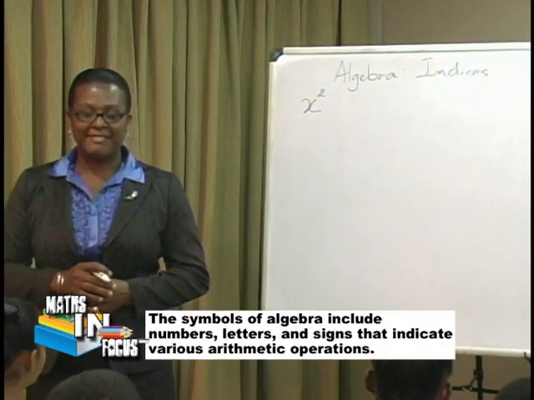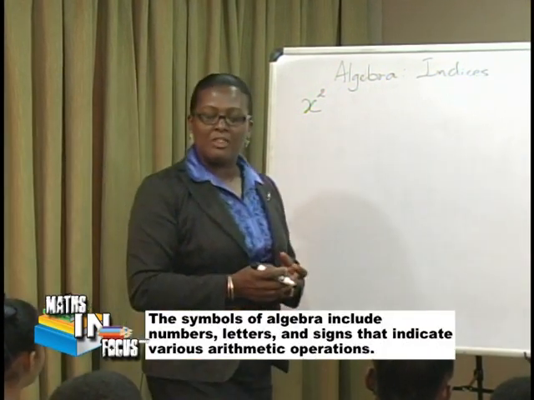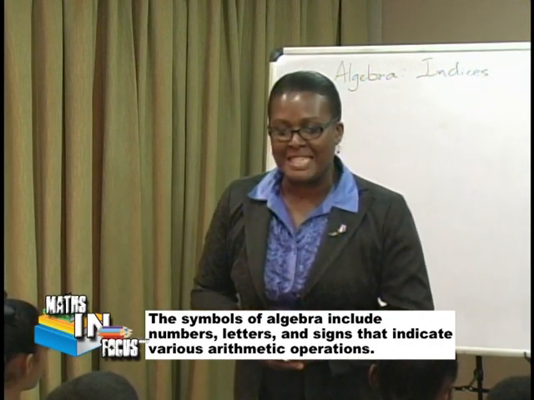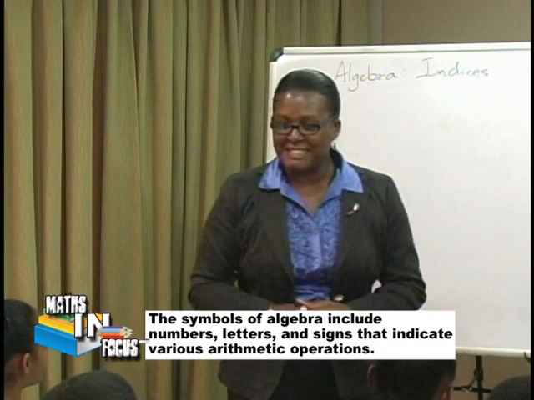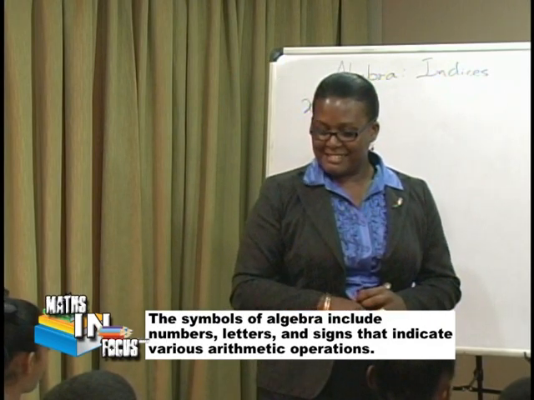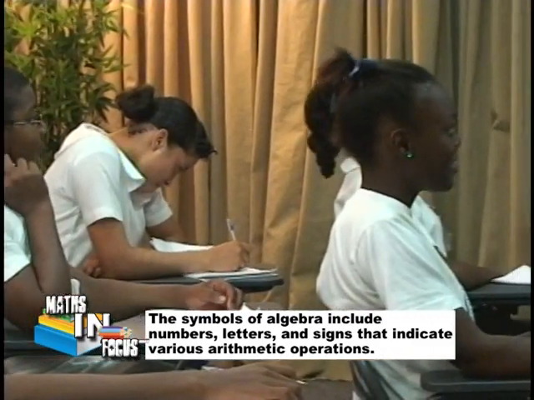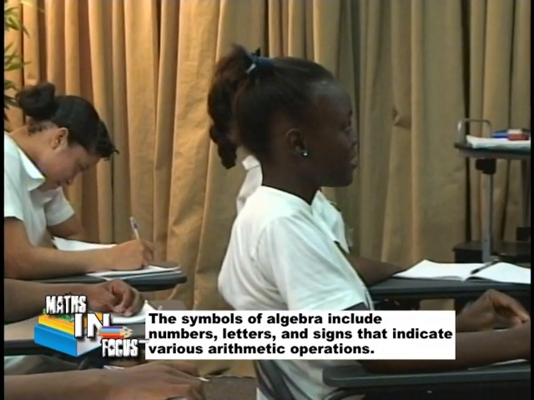X squared. And there's a name we can give to x squared. It's a 4-letter word and begins with T. Juliana? Alia, would you like to help her? Yes, Jonathan? It's a term. It's a term. Very good.